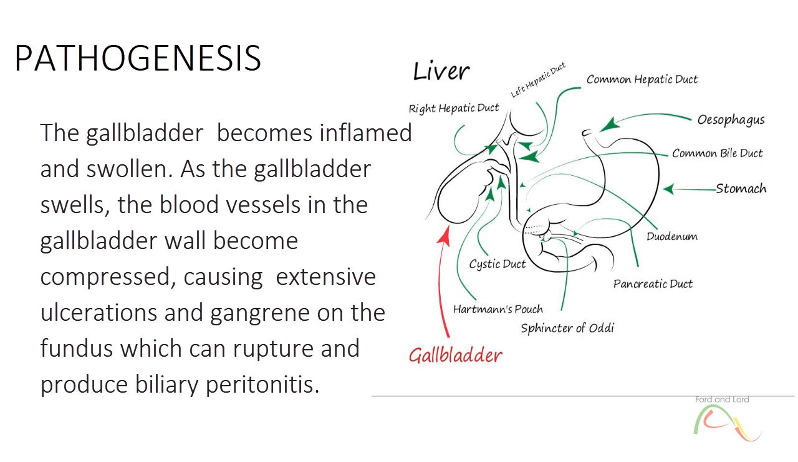As the gallbladder swells, the blood vessels in the gallbladder wall become compressed, causing extensive ulcerations and gangrene on the fundus, which can rupture and produce biliary peritonitis and is responsible for a very high mortality rate. When the inflammatory exudates surrounding the gallbladder collect under the diaphragm, it results in pain, radiating to the right shoulder due to phrenic nerve irritation.